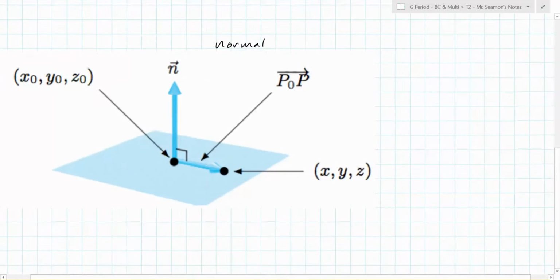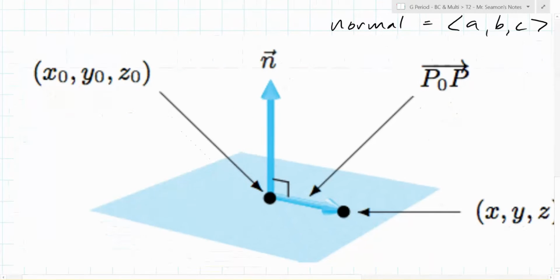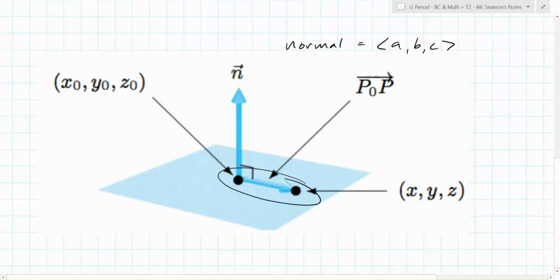So let's call that normal vector A, B, C. It has an x, y, and z component. You with me so far? So this A, B, C starts at x naught, y naught, z naught. It goes in that direction, A, B, C. It's a normal vector anywhere in space. That's right. This vector right here, this line segment, starts here and ends up right here.